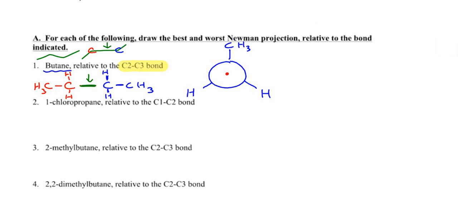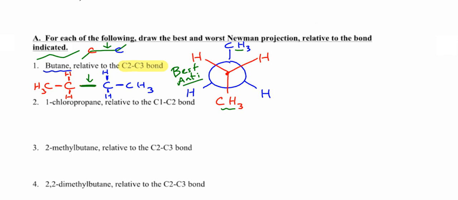And now what do I have? I have an H and a CH3. Okay, so I could put a CH3 here. I'm going to put an H here. I'm going to put an H here. So this would be considered staggered. And in fact, because the CH3s are as far apart as possible, not only is this the best, but this is what we call anti.